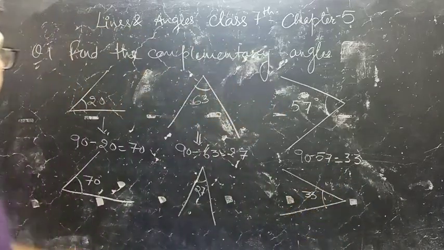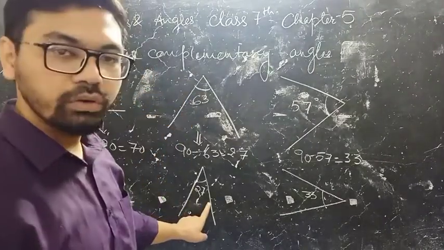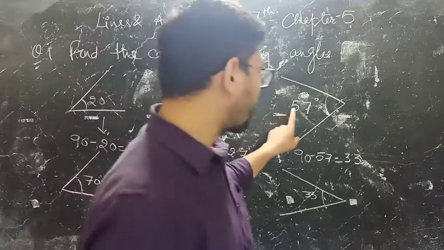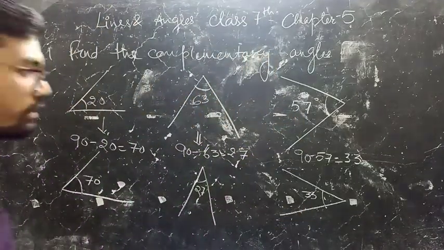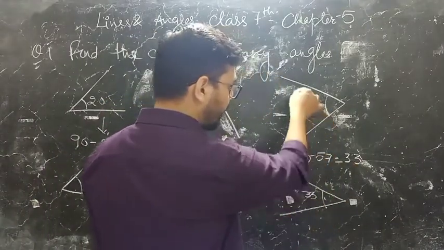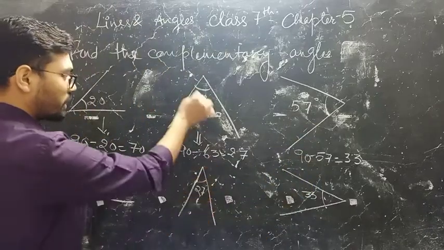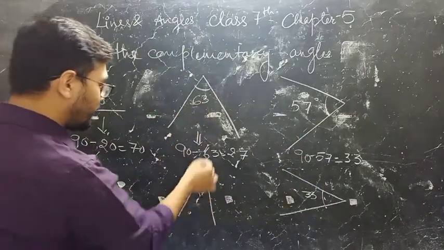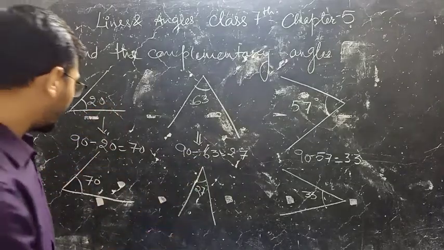So the complementary angle of 20 is 70, complementary angle of 63 is 27, and complementary angle of 57 is equal to 33. You can even check the sum of 33 and 57, which is 90. And 20 plus 70 is equal to 90. So these are the complementary pairs.